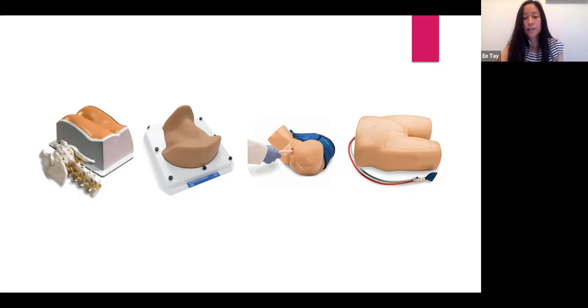GYN, we do it in our institution. We have these models that we can look for pathology or pregnancy or cysts and whatnot. And that is often incorporated with the simulation that we have in our institutions, and I'm sure in yours too. And here on the right is also for vascular access.